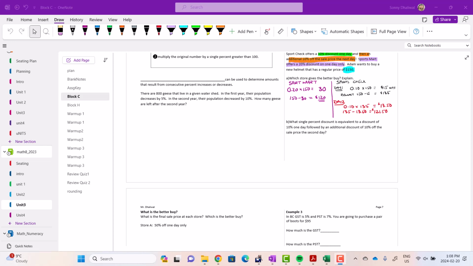Okay, so last day we started some practical questions on using percentages. There were situations where you had to go buy something, and you had to figure out what the total cost is. So you have the price of your item plus the price of your taxes.